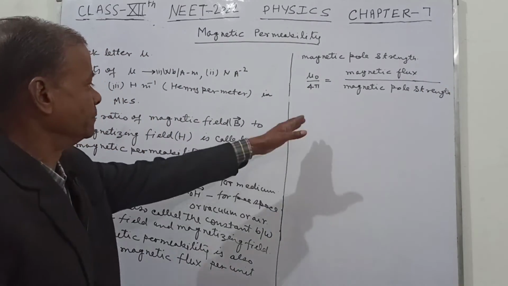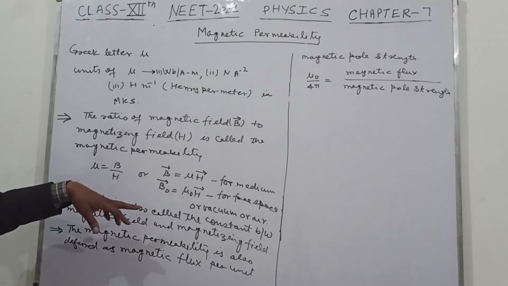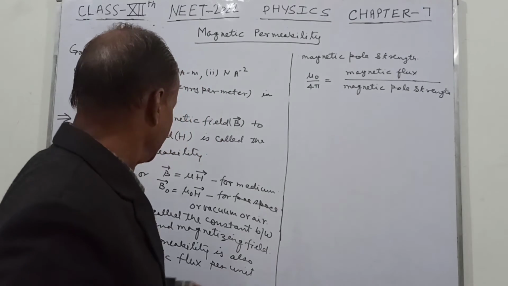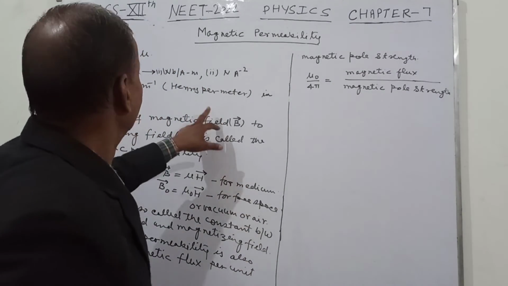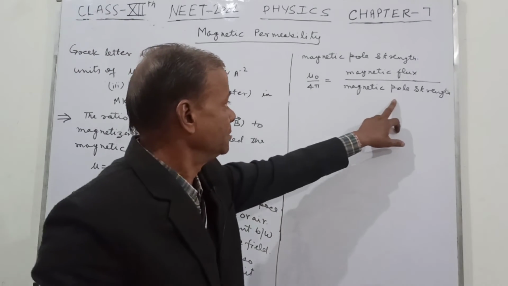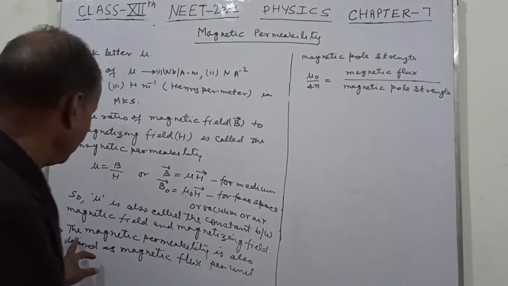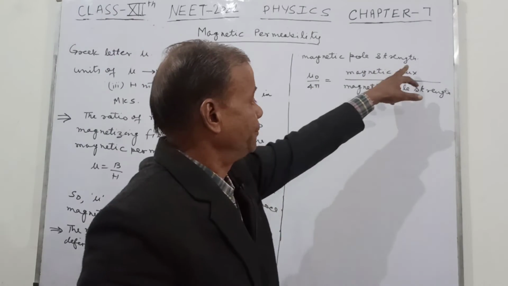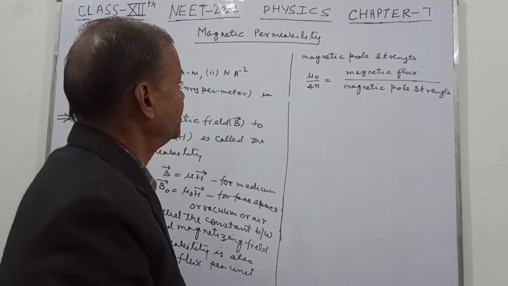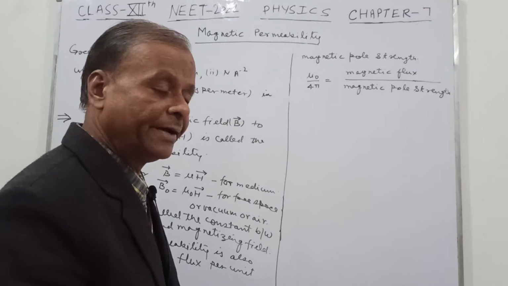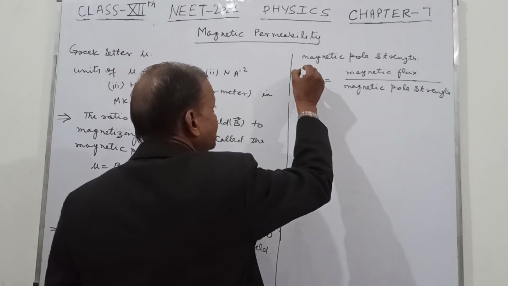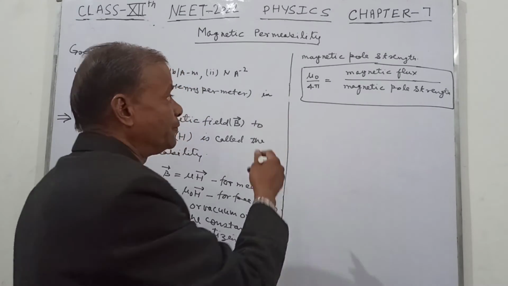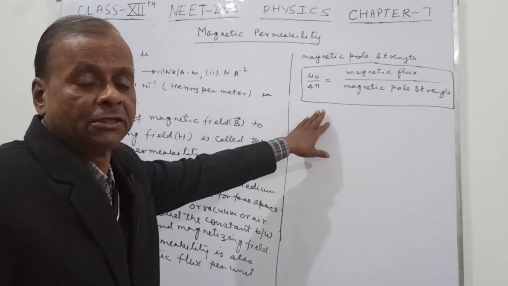How do we arrive to this one? Because I have told you that this is Weber per ampere meter. Weber, that is the magnetic flux, and this is ampere per meter. This is the magnetic pole. So magnetic permeability is also defined as the magnetic flux per unit magnetic pole strength of the material in presence of the magnetic field. So this is one more relation. So this is for what? That we are having this for the free space.